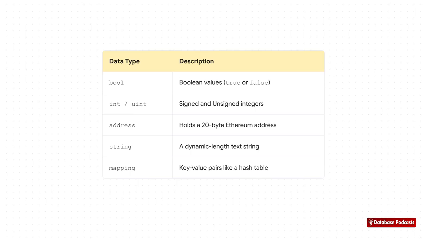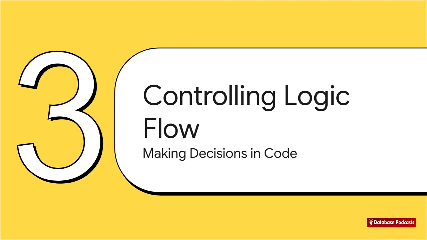For anyone who comes from a database background, think of a mapping like a simple key-value table. It lets you instantly look up a value, like someone's balance, by using their wallet address as the key. It's really, really efficient.